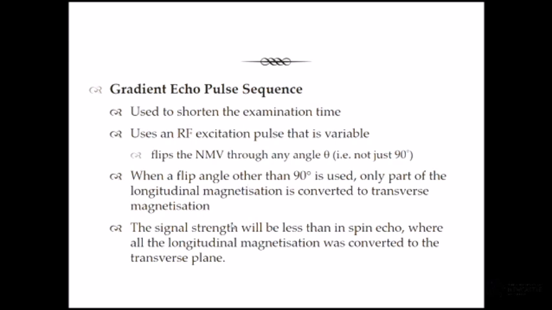When we use a flip angle other than 90 degrees, as I said, we don't flip all of it into the transverse plane. We only take a small amount, okay? So the signal strength will be less than a spin echo. So if we run them side by side, if I do a gradient echo sequence through a brain, and I do exactly the same slice with the spin echo sequence and measure the signal to noise ratio, it will be substantially higher with the spin echo sequence. But there may be reasons why we're doing it, and one of those is shorter examination time.